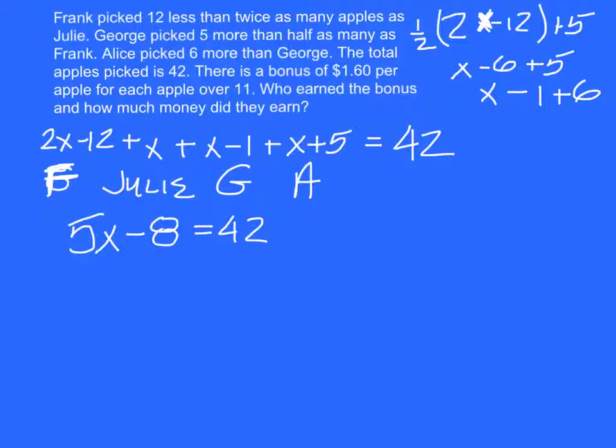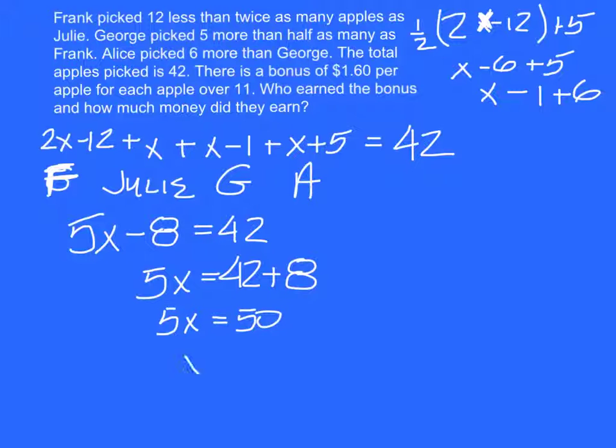Do I add or subtract the 8 on the right? Add. We're going to add it. So 42 plus 8 gives me what? 50. What do I do to 50? And get what? 10, yes. So we have to go back and take a look at Frank, Julie, George, and Alice. If x equals 10, I put a 10 in here for Frank. 2 times 10 is how much? 20. And 20 minus 12 is 8. So we end up with 8 for Frank.